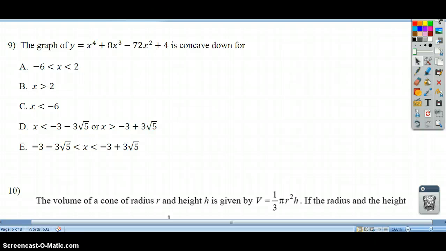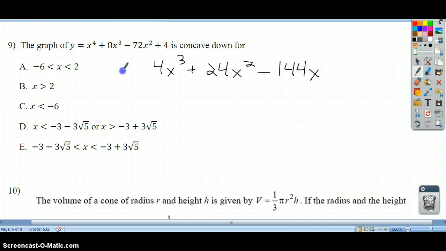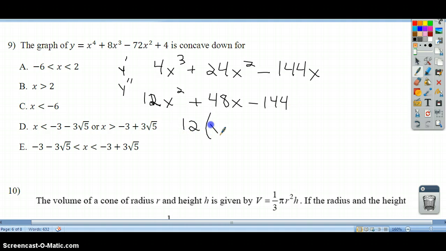The graph of that is concave down, so concave down, second derivative. So we go first derivative, 4x cubed plus 24x squared minus 144x. Second derivative is 12x squared plus 48x minus 144. Factor of 12. And will that factor? Possibly.